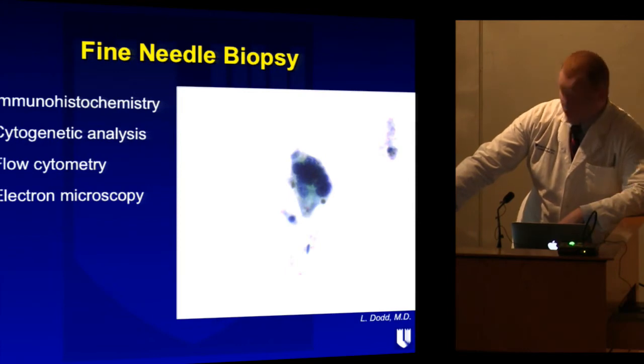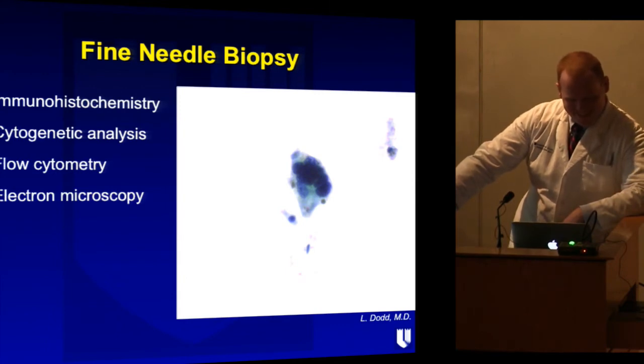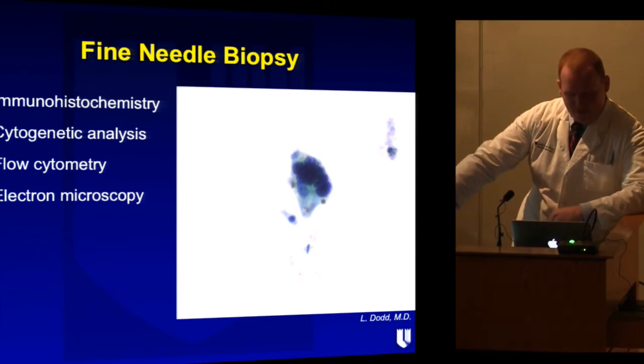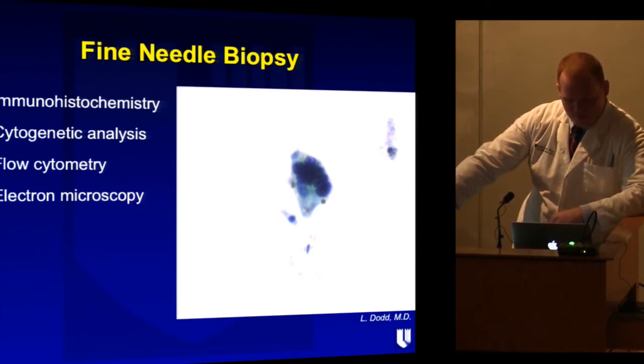Here's an example of a fine needle biopsy, or a fine needle aspiration. With the sample, one can perform immunohistochemistry, cytogenic analysis, flow cytometry, and electron microscopy. Again, due to lack of attainable tissue structure, evaluation of the histology is not very helpful.